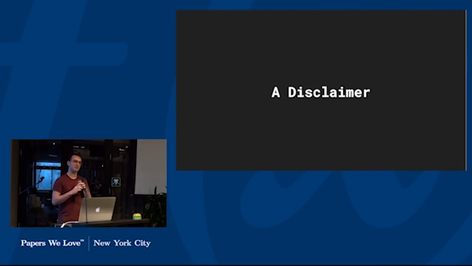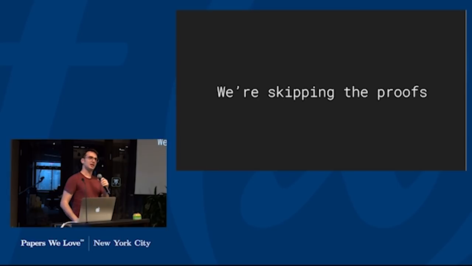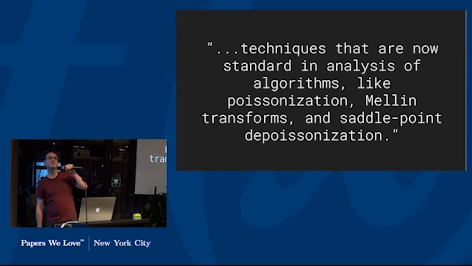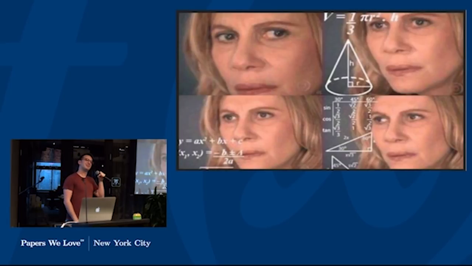So before we get too far into this, I want to give a little bit of a disclaimer. We're skipping all the proofs in this paper. The proofs in this paper involve techniques that are now standard in the analysis of algorithms, like Poissonization, Mellin transforms, and saddle point depoissonization. I don't know what that means either. It's grad school level, like postdoc level complex analysis and statistics, and I don't have either of those degrees.